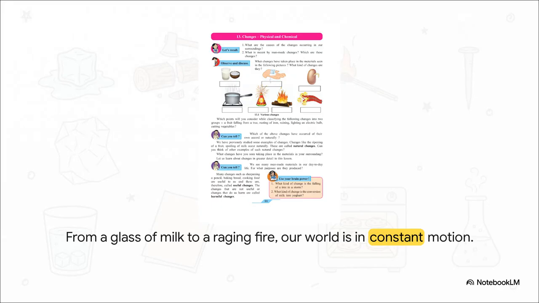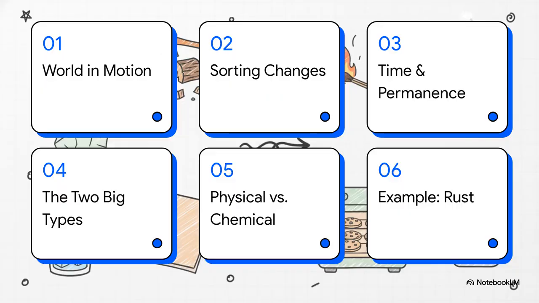Okay, so just take a look at all this. We've got milk going bad, water boiling away, wood on fire, and metal rusting. I mean, they're all examples of change, for sure, but are they really the same thing? What's the real difference between boiling water and burning wood? Let's figure it out. So here's our game plan.